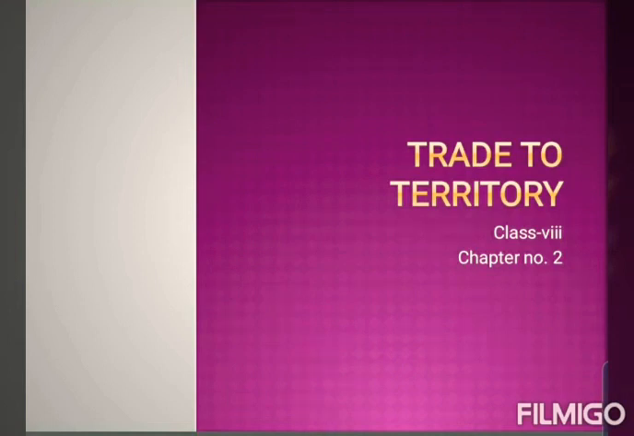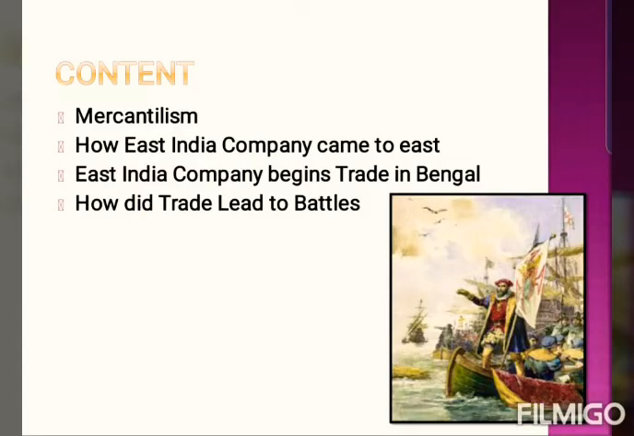Hello everyone, let's start with our chapter number 2, Trade to Territories. In this chapter, we are going to learn how English East India Company, which came as a trading company, gradually became the supreme political power in India. These are the topics which we are going to learn in this lecture.